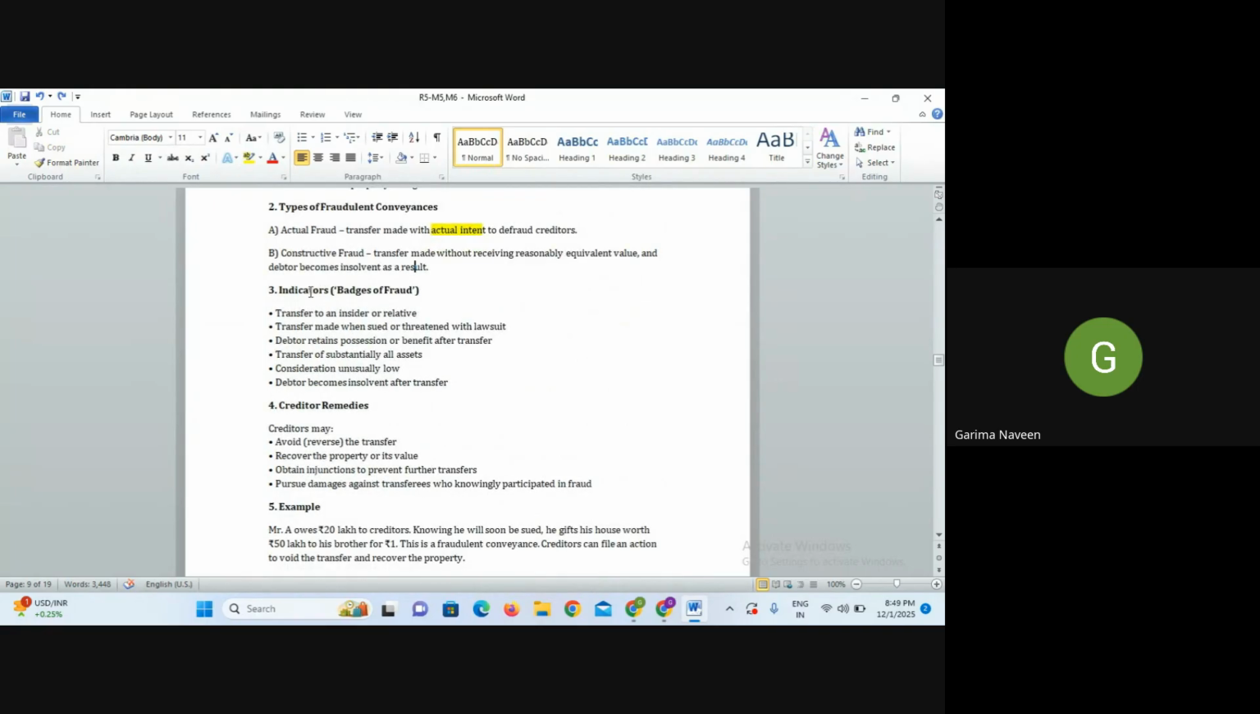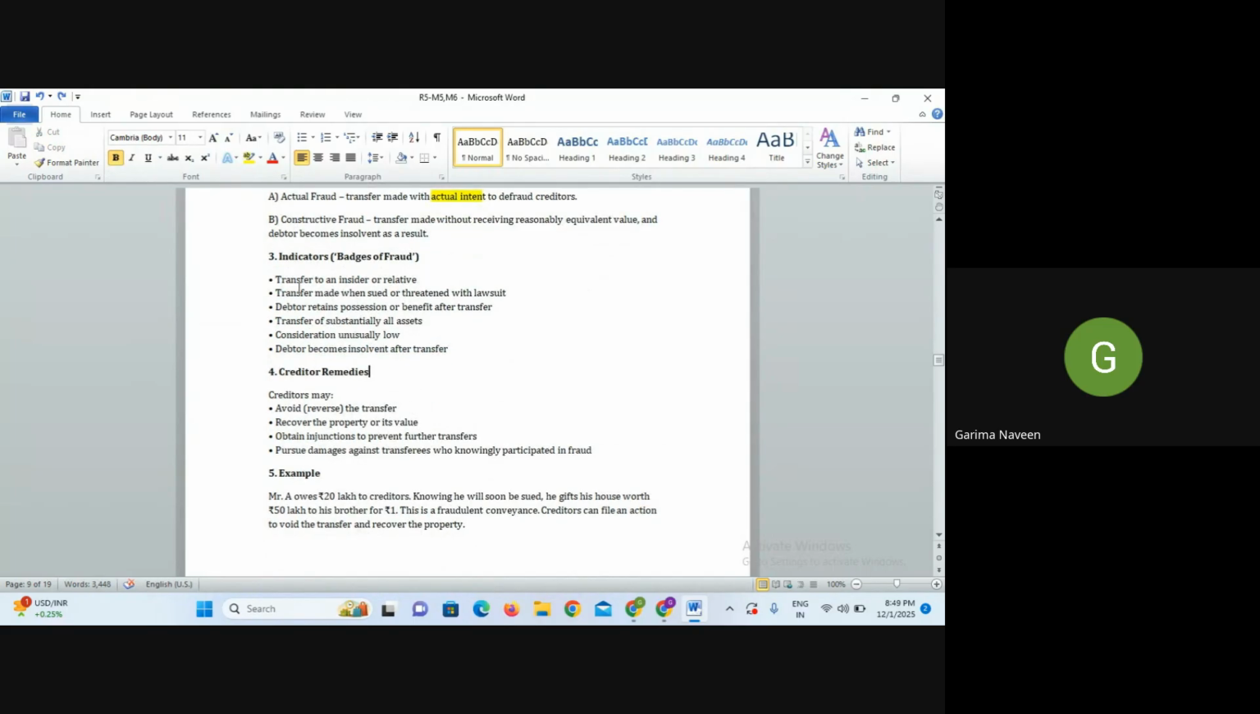What are the indicators which show this kind of fraud? Transfer to an insider or a relative. Transfer is made when sued or threatened with lawsuit. So someone has filed some lawsuit or is threatening you, and your transfer is made at that time. The debtor retains possession or benefit after the transfer. Transfer of substantially all assets. Consideration is usually low. The debtor becomes insolvent after the transfer. So these are some of the indicators which may indicate fraud.